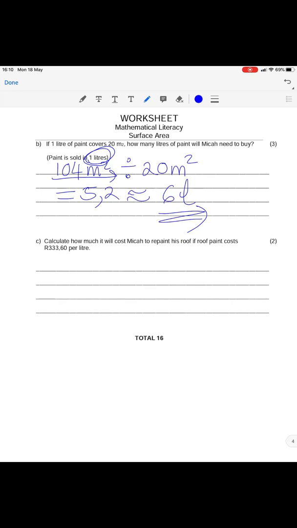We then see in question C that this paint costs 333 Rand 60 per liter. How much is it going to cost in total? We then take this 333 Rand 60, we multiply it by the 6 liters, and we get a total of 2,001 Rand 60 for the painting of Micah's roof.